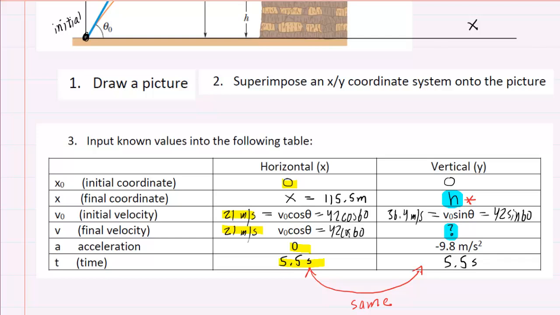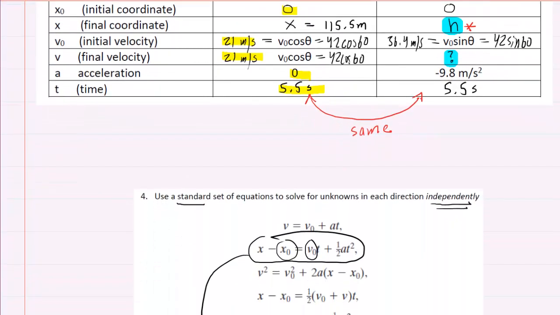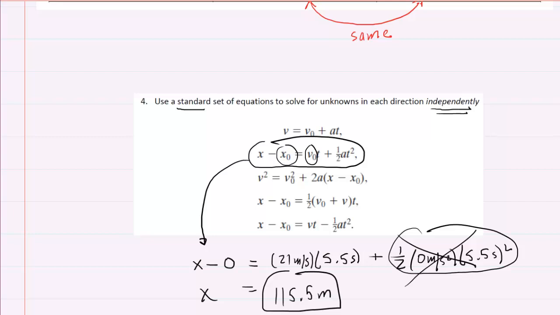So when I go to look at my equations, I'm going to look for one that includes the final y coordinate, but I'm going to avoid an equation that contains the final velocity because I don't have it, nor do I want it. So let's keep that in mind. Avoid the equation that has the final velocity in it. We don't need it right now. So let's just clean this up a little bit.